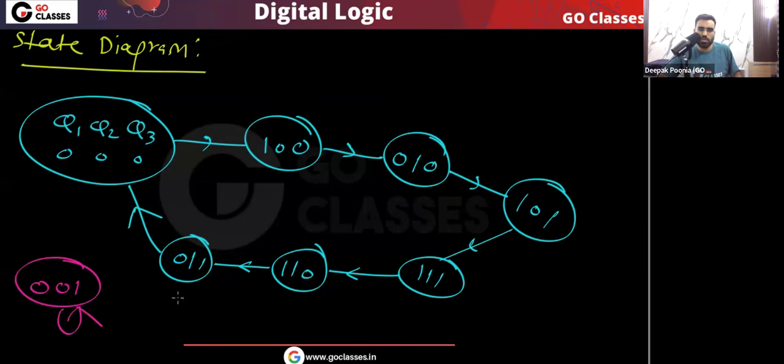So now you can easily solve this question. According to the question, this was the initial state. Yes or no? So if this is the initial state, then which state is unreachable? 0 0 1. This is the unreachable state. Correct? Okay, so that's it. This is how you can solve this question.